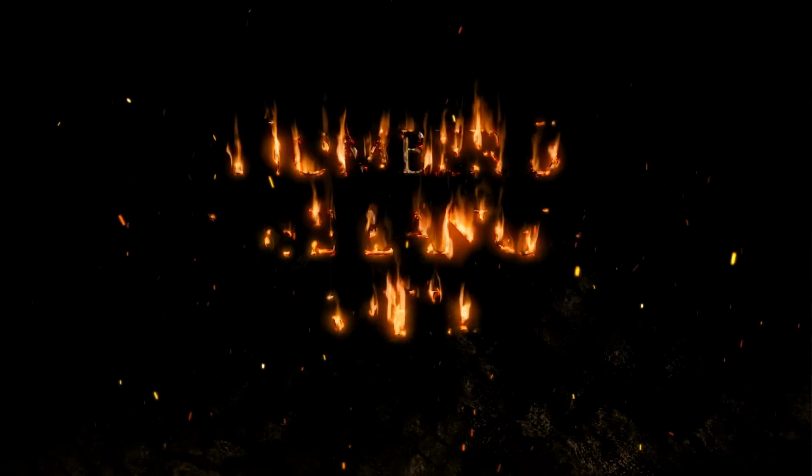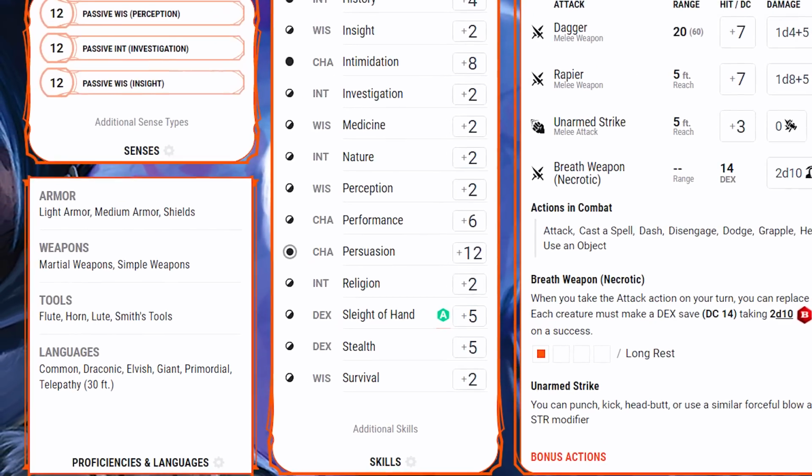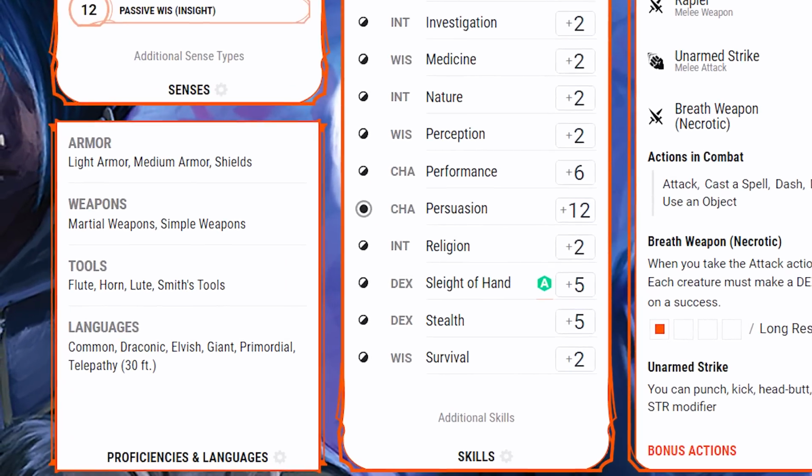Number 5, choose languages well. Plan the languages you're going to incorporate into your adventures and campaign. See what languages the PCs can speak before you choose which languages the bad guys use. You can either intentionally pick different languages, or if it's important that they can understand each other, make sure they have a language in common.